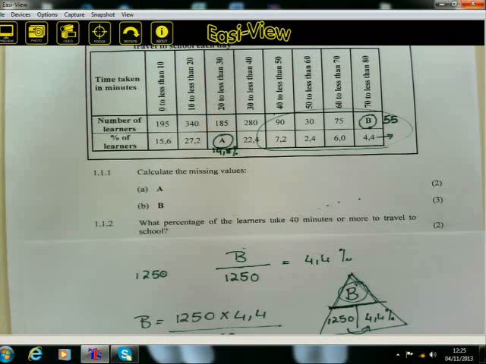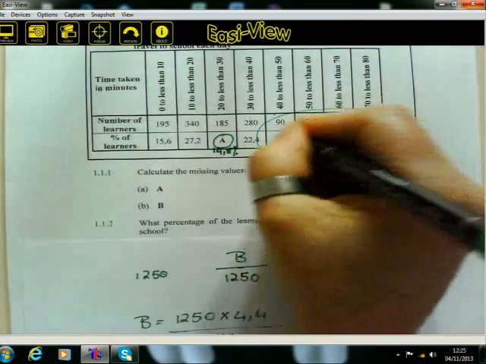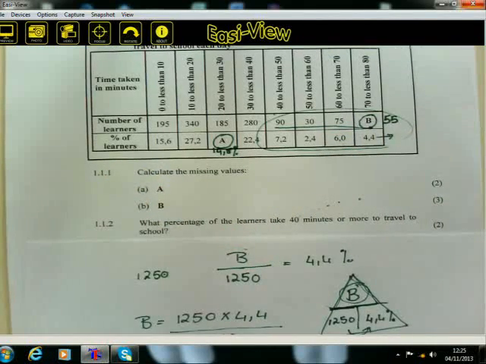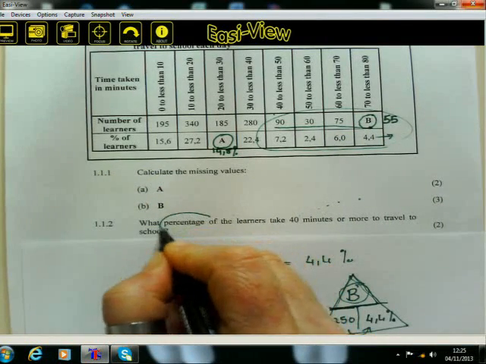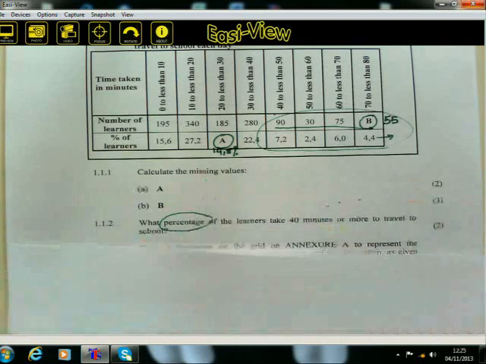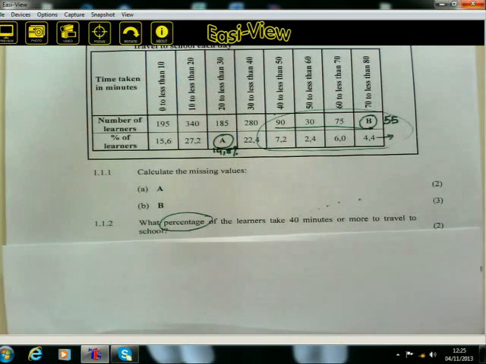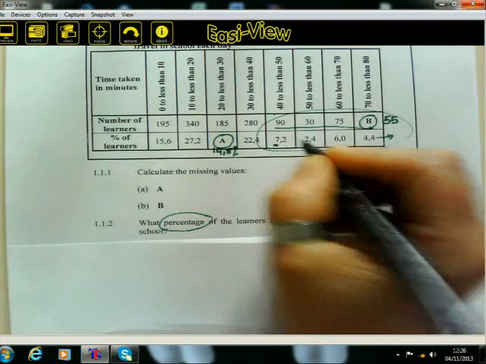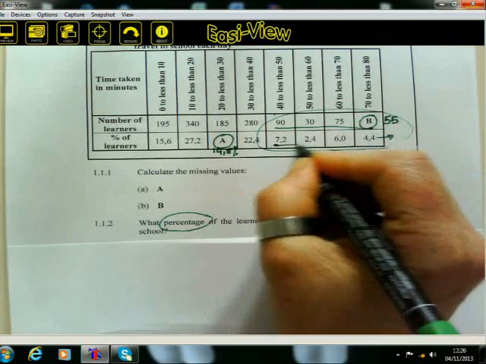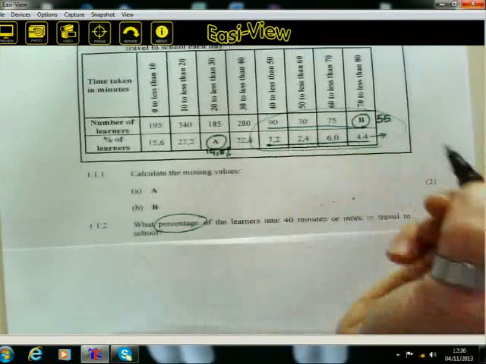If they ask what number of learners is taking 40 minutes or more, then you would have worked with these values. But now they ask us what percentage of learners are taking 40 or more minutes. Now, since they are working with percentage, I am not going to work with the number of learner values, but with the percentage values.